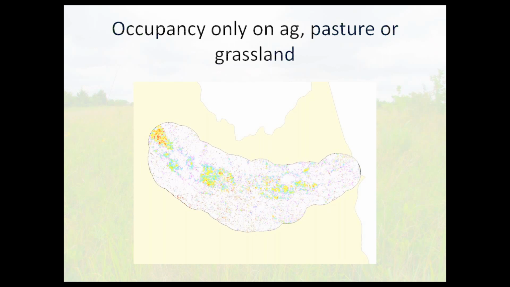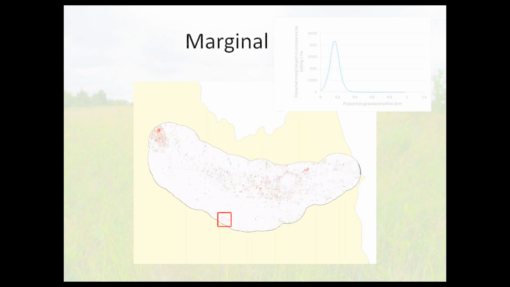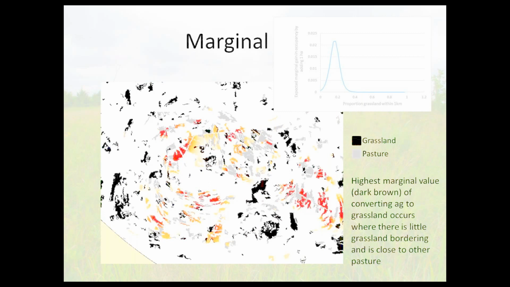And to calculate the marginal gain, what we look at is the expected marginal gain in occupancy by adding a single hectare, in relation, this figure here shows, in relation to the proportion of grassland. But like I said, what we do then is to take the existing occupancy and look at how changes in specific patches would change the overall occupancy, and then assess the marginal gain across that landscape. So to focus in on just one small segment of this giant Black Belt area, we could look at this figure here.